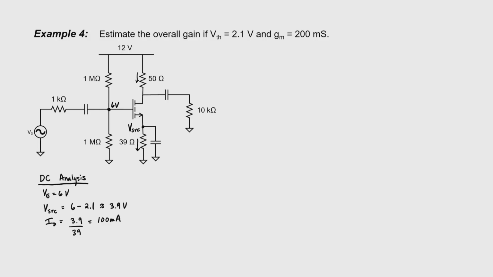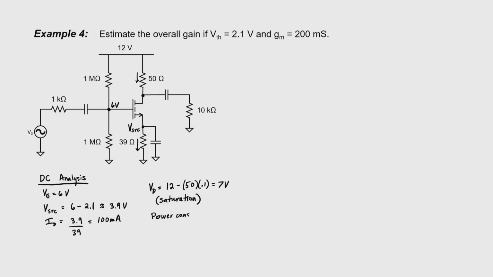Let's now find our drain voltage. It's just a little bit below 12 volts, so we'll use Ohm's law across the 50 ohm resistor. And we know 0.1 amps is flowing through it. We get 7 volts here at the drain. So we have a high voltage at the drain, a medium voltage at the gate, a lower voltage at the source, so everything should be fine here. This transistor ought to be in saturation. That's good. That's what we want.